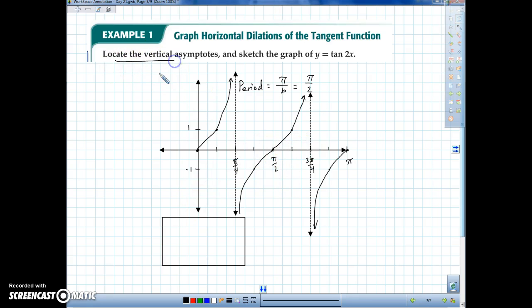It does say to locate the vertical asymptotes, so I'm going to say that the asymptotes are at y equals pi over 4, that's my first asymptote, plus the period pi over 2 n, where n is some element of the integers.